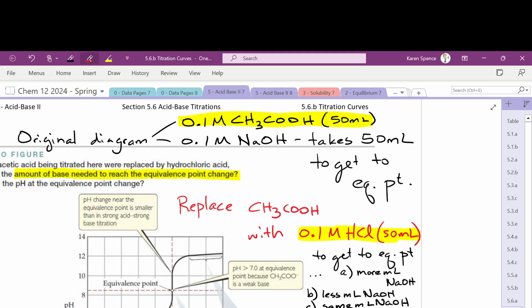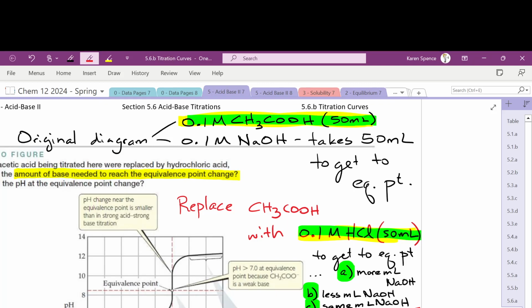Now remember, we are replacing 50 milliliters of 0.1 molar CH3COOH with 50 milliliters of 0.1 molar HCl. So the only difference between them is that we're replacing the weak acid with a strong acid. The molarity is the same. The milliliters are the same. Is it going to take A, more milliliters, B, less milliliters, or C, the same number of milliliters to get to the equivalence point?